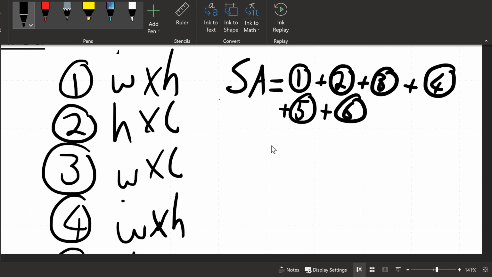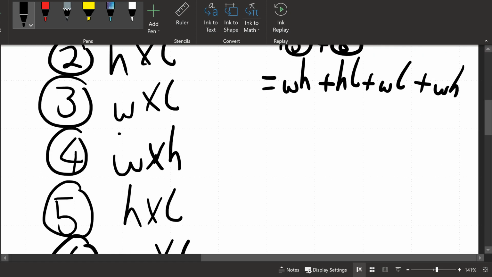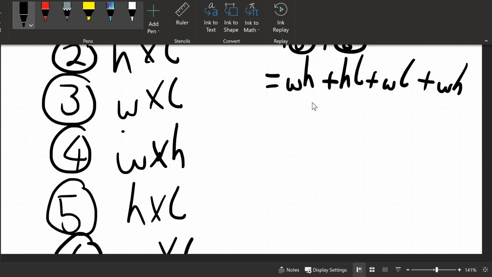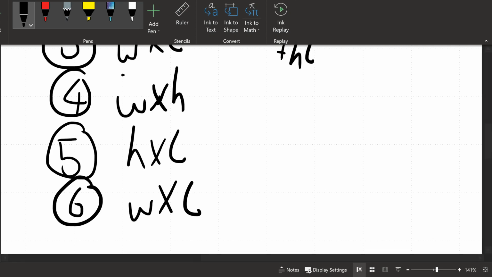So let's turn that all into a little bit of algebra. So the width by the height is 1, plus the height by the length is 2, plus the width by the length is 3, plus 4 here, width by height, plus 5 here, height by length, and finally width by length again. Okay.